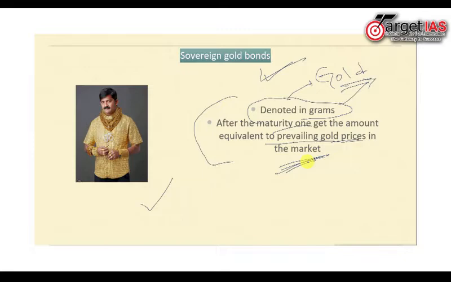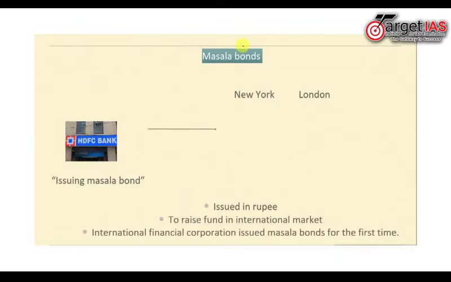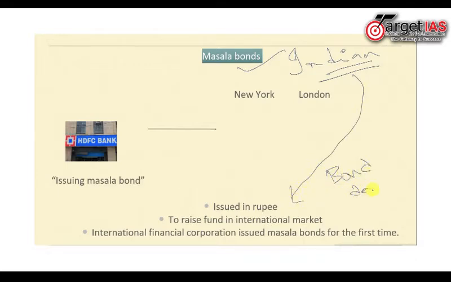And moving on to the other important bond, which is important for UPSC as well as placed in our current affairs as well. That is masala bonds. Masala is a flavor of Indian. So there should be some flavor of Indian, that is, it is a rupee denominated bond. So the bond is denominated in rupee. Why do I emphasize on rupee denominated bonds?